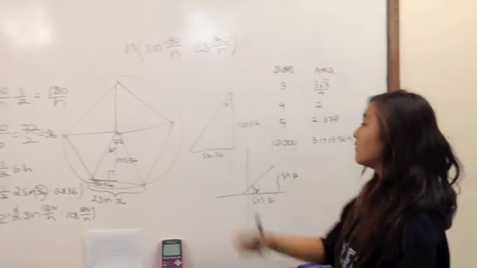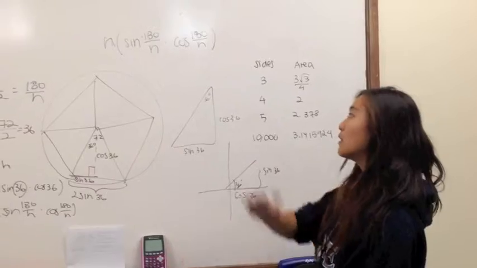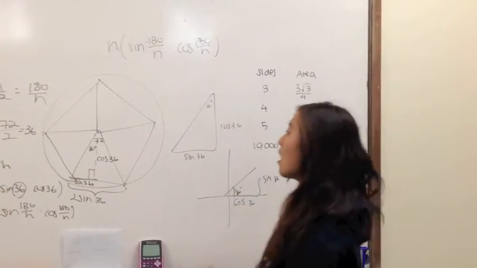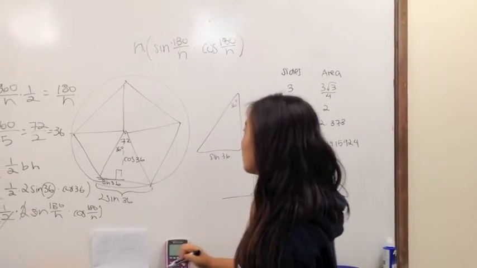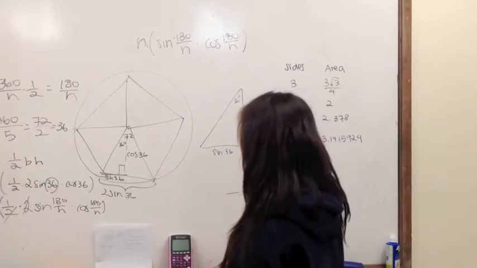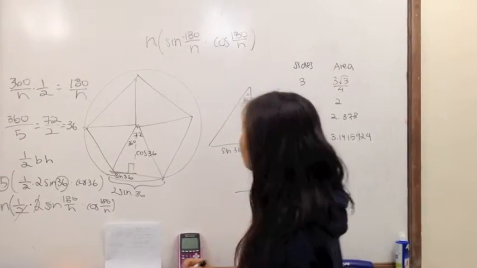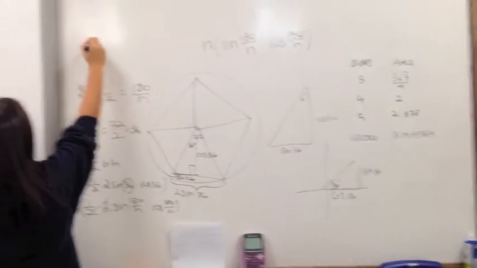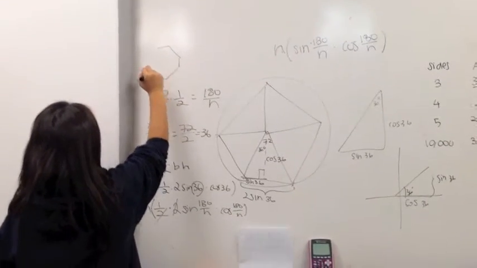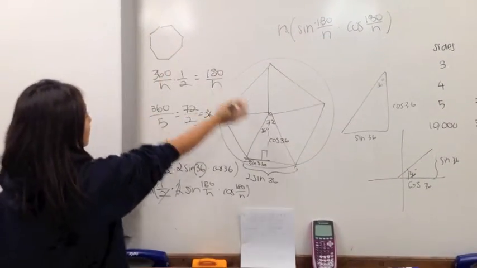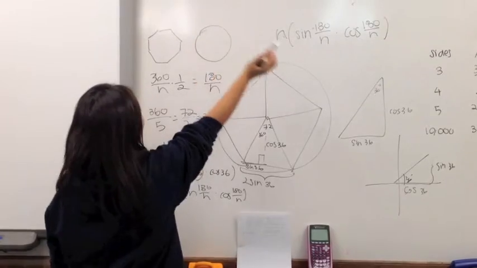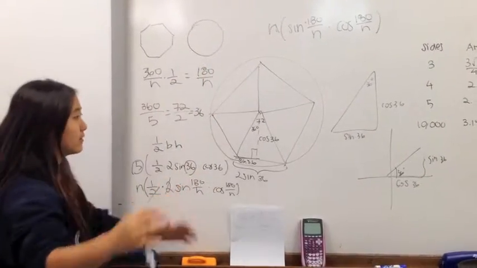This eventually gets us to pi because as we increase more and more sides inside the circle, they start to look more and more like circles. For example, we have an octagon, and it looks more like a circle. And if we have more and more sides, they will get rounder and rounder and rounder.